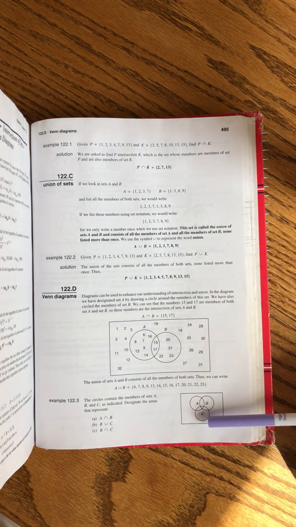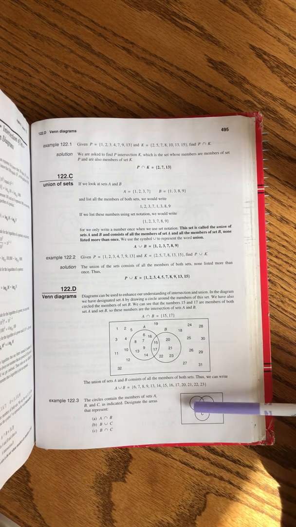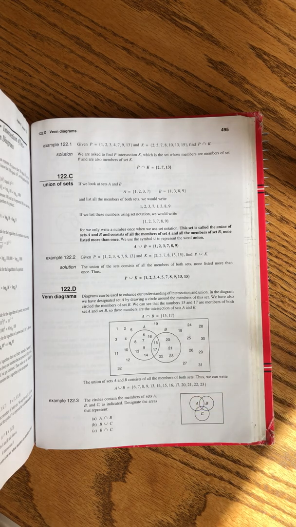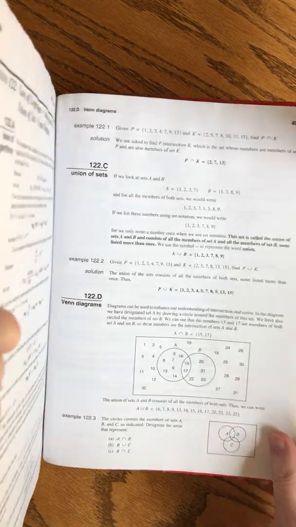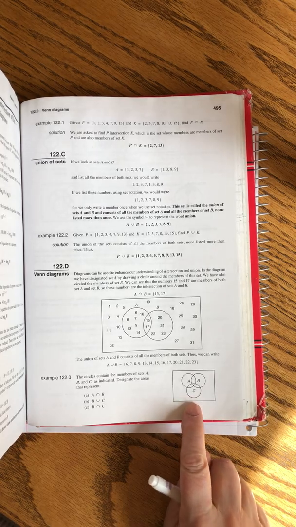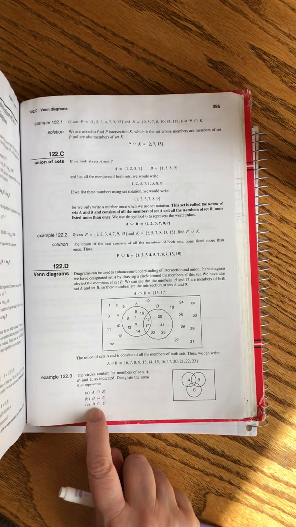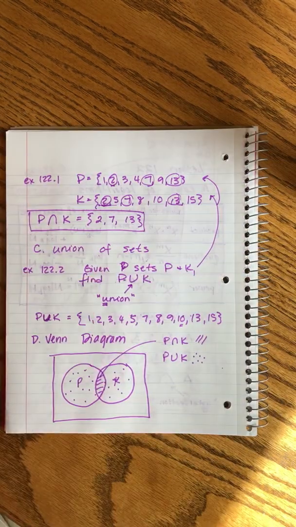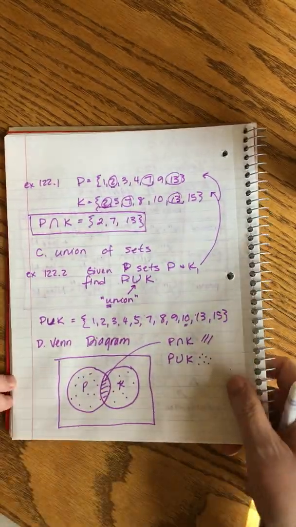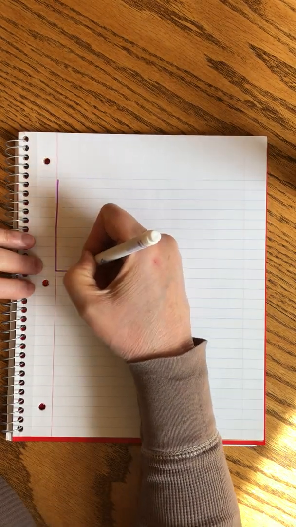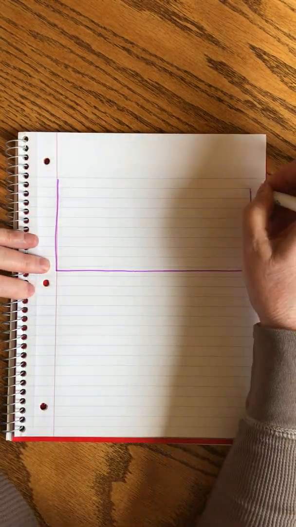Now let's look at this one. The circles contain the members of sets A, B, and C as indicated. Designate the areas that represent. Okay, this one I'm going to draw in the book. I want you to see the way the picture looks. So there's the picture. I'm going to copy that, and then we're going to find these three areas. This is kind of fun because it's a total art project. All right, I'll make it big so you guys can see easily.